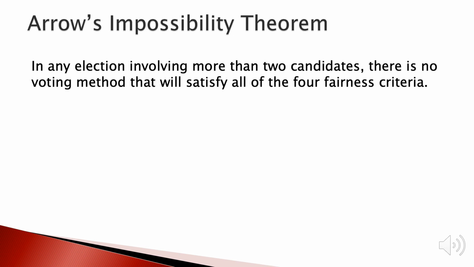Based on the discussion above, we reached a conclusion which can be stated as Arrow's impossibility theorem. It is: in any election involving more than 2 candidates, there is no voting method that will satisfy all of the 4 fairness criteria.